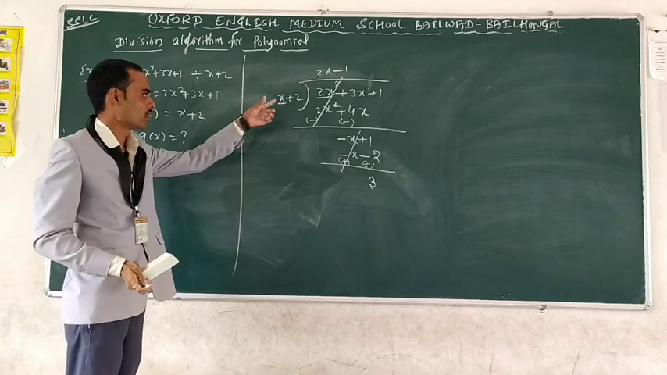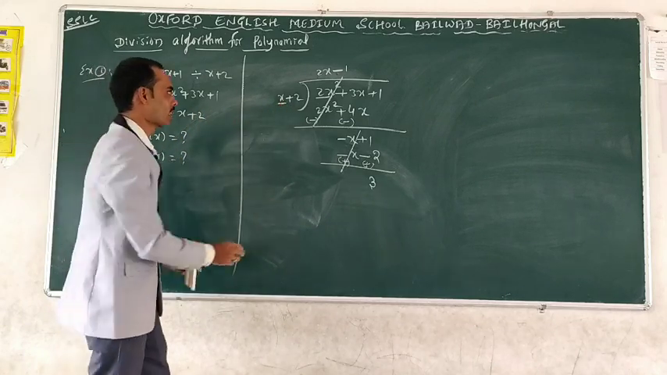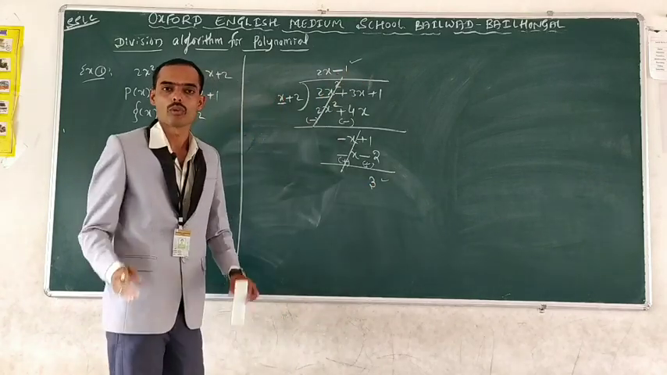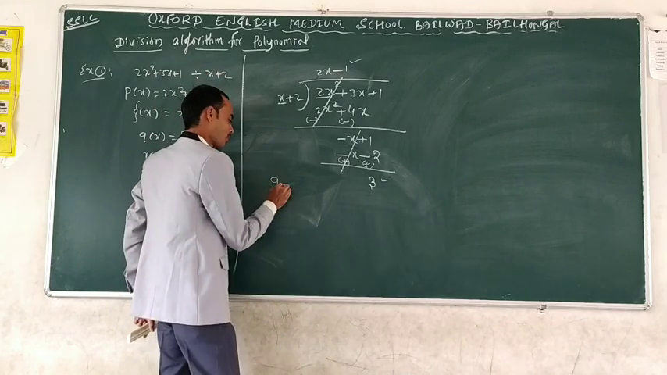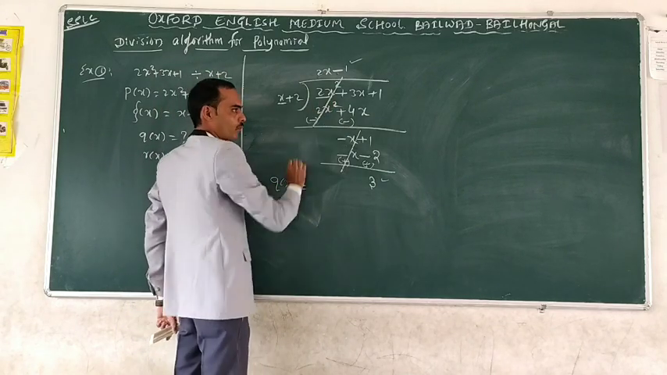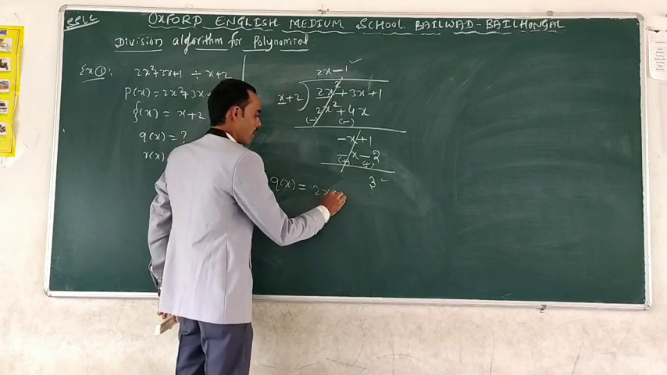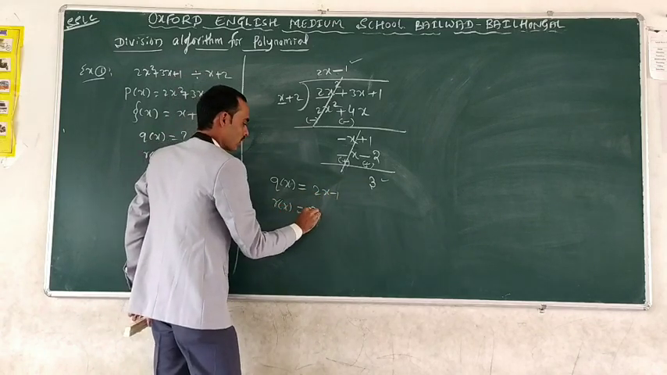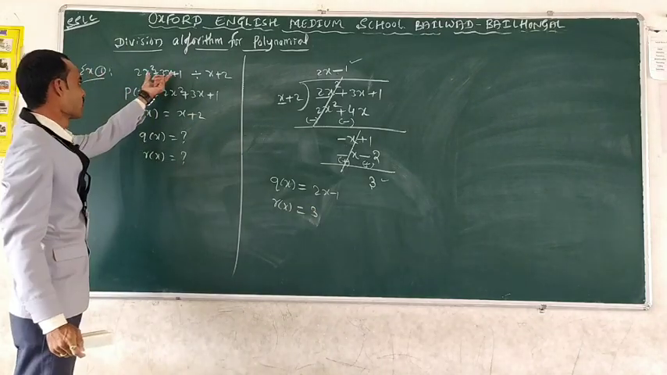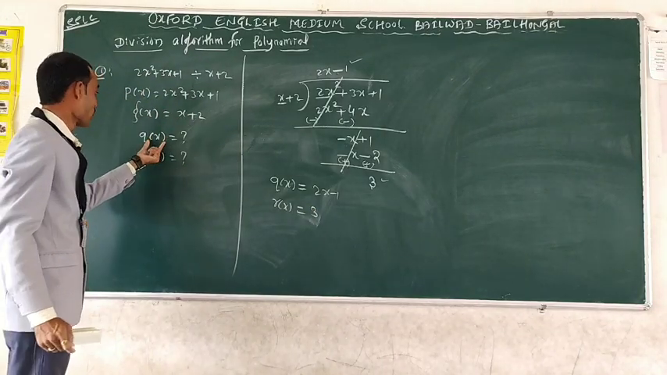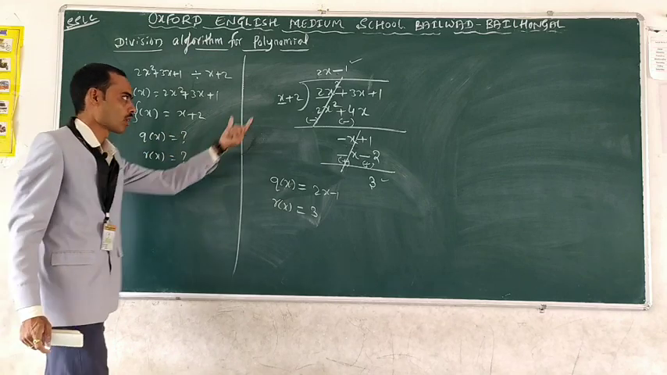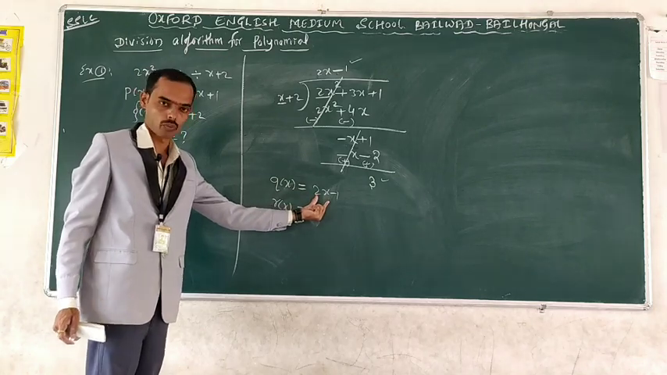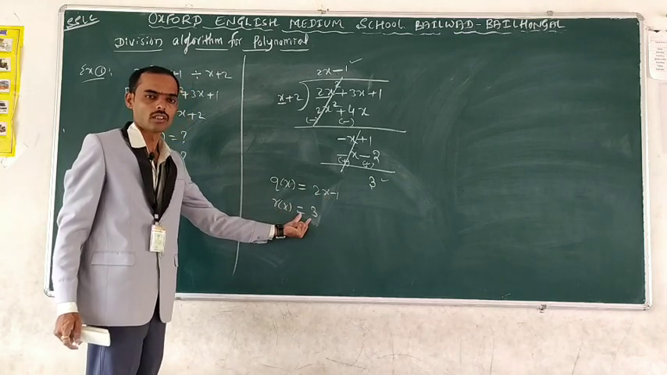So these are the various steps of solving a polynomial division problem. 2x minus 1 is the quotient, and 3 is the remainder. Lastly, we write q of x is equal to 2x minus 1, and r of x is equal to 3. So for p of x and g of x equal to x plus 2, we got q of x is equal to 2x minus 1 and r of x is equal to 3.